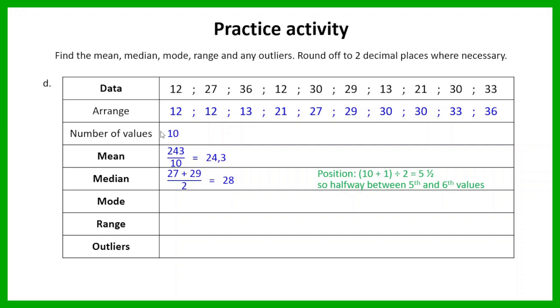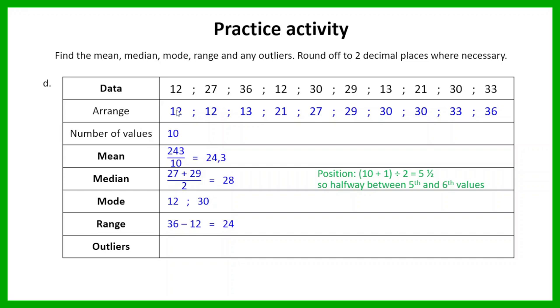The mode, in this case, I've got two 12s and I've got two 30s. So they are both going to be modes. So 12 and 30 will be the modes in this example. And then my range, I take the highest value, which is 36, minus the lowest value, which is 12, and that gives you 24. So the range for this data is 24.